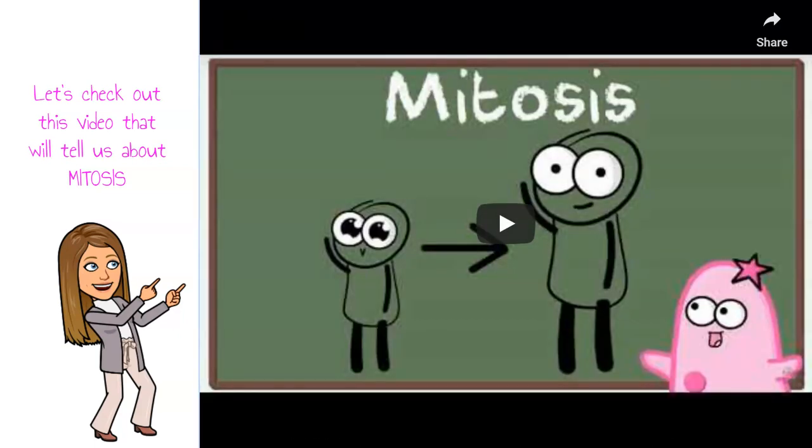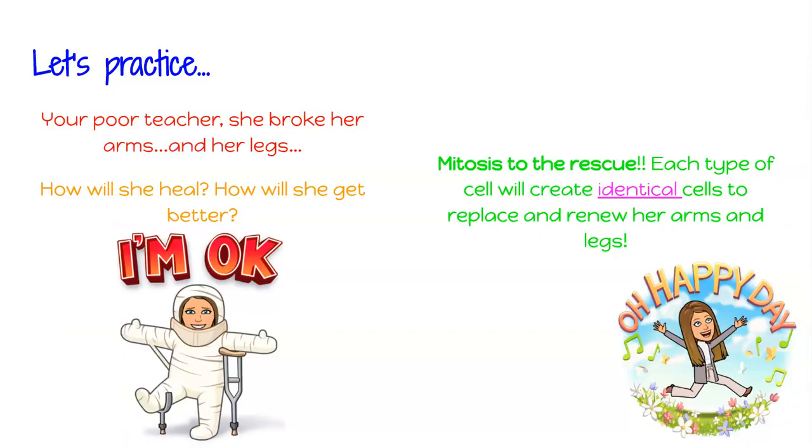All right, so we were able to see that mitosis is when our cells divide and grow. So we're going to practice. And your poor teacher, oh heavens, she broke her arms and her legs. So we need to know how she's going to heal, how will she get better? And that is where mitosis comes to the rescue. Each type of cell in our body and in an animal's body will create identical cells to replace and renew those arm and leg cells that were damaged. That is how mitosis works.